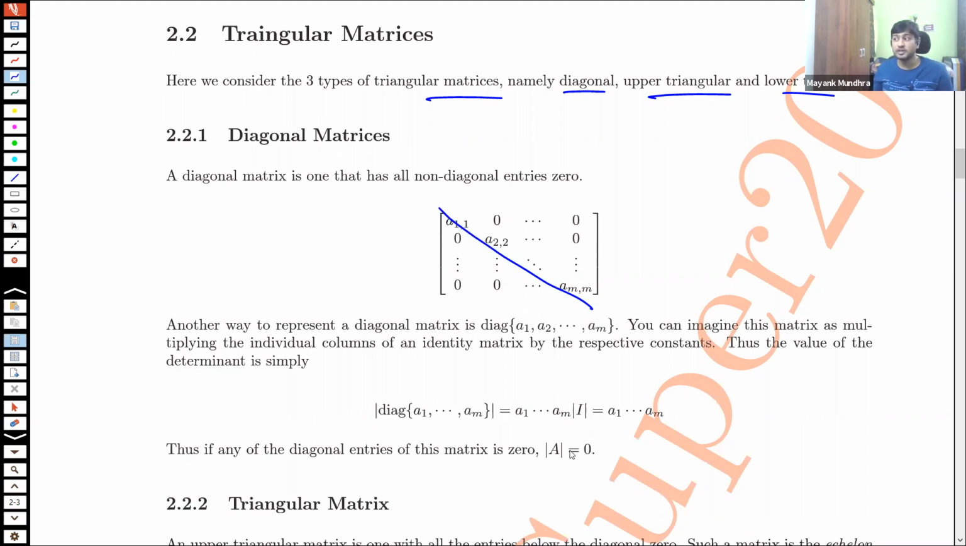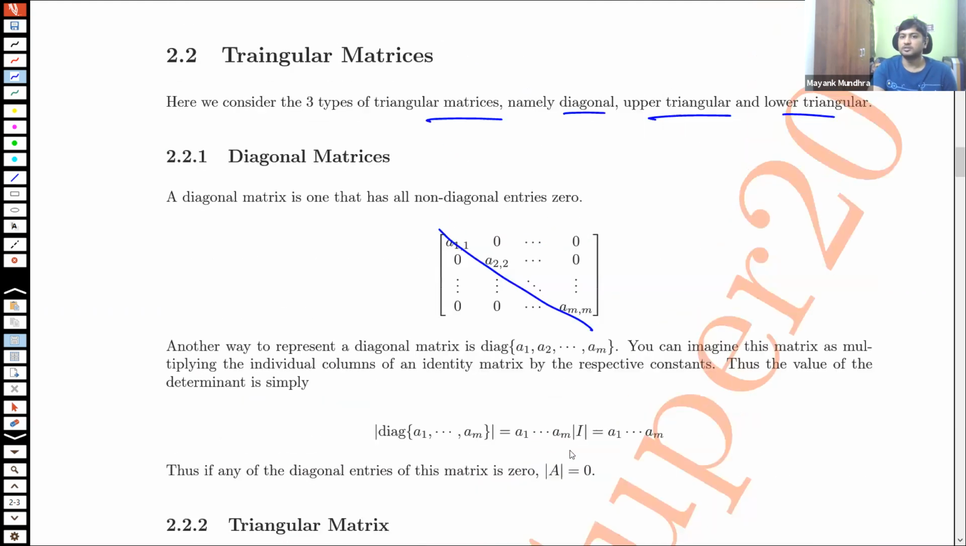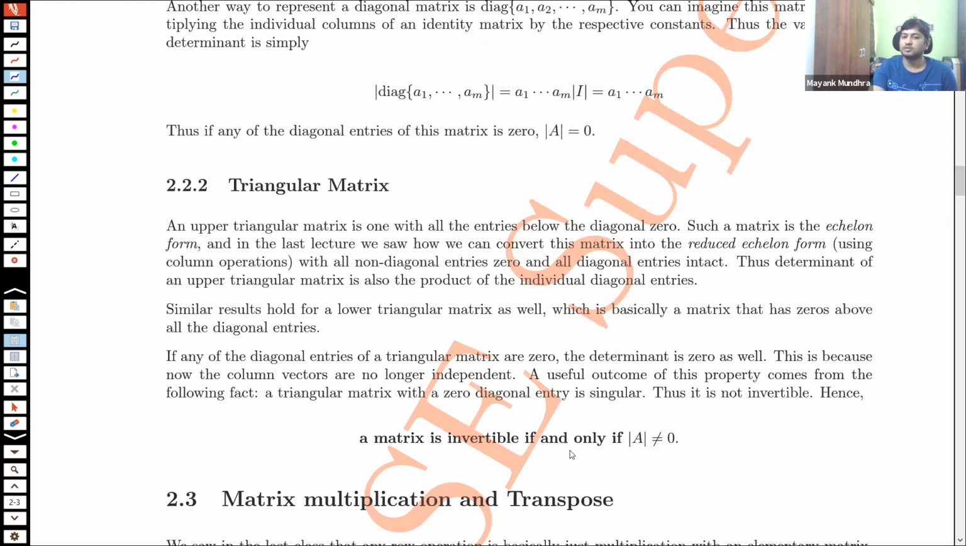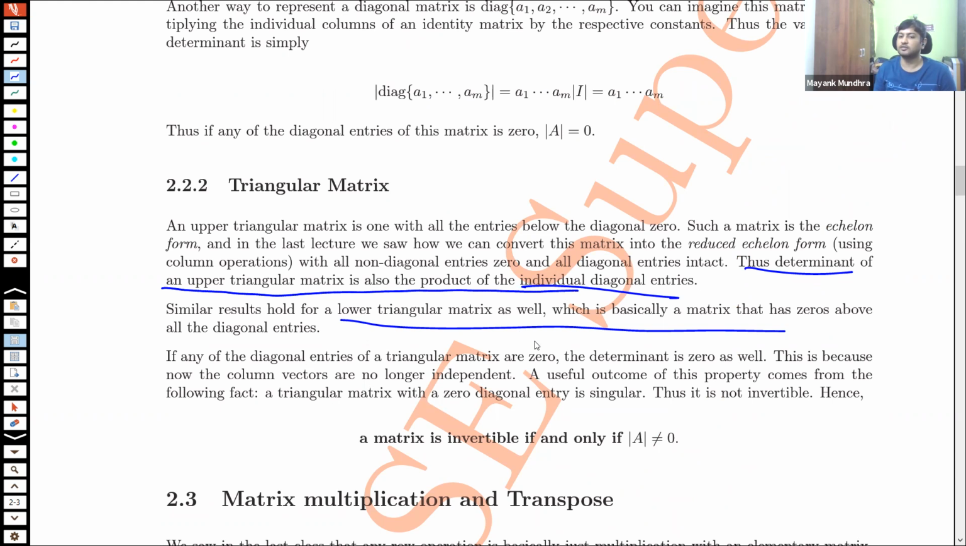So if you can convert any matrix into a triangular matrix, you can easily get the determinant value. It's not just true for diagonal, it's also true for triangular. All right, so the same results hold for lower triangular. The determinant of an upper triangular matrix is the product of its diagonal entries.